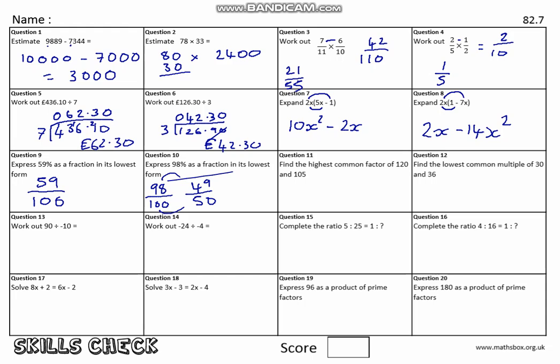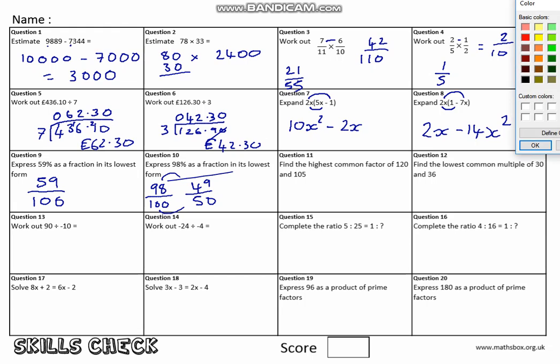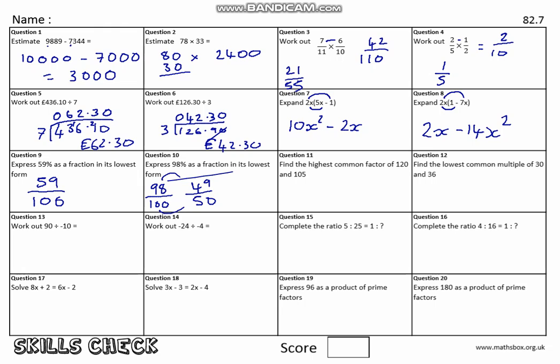Okay, so up next it wants us to find the highest common factor of 120 and 105. So I'm going to use a different colour here. I'm going to start with pink for the factors of 120. So we want pairs of numbers that when we times them together they equal 120. So we've got 1 and 120. It's even, so we can have 2 and 60. 3 and 40. 4 and 30. 5 must fit in, mustn't it? Because it has got a 0 at the end. So we can have 5 and 24.